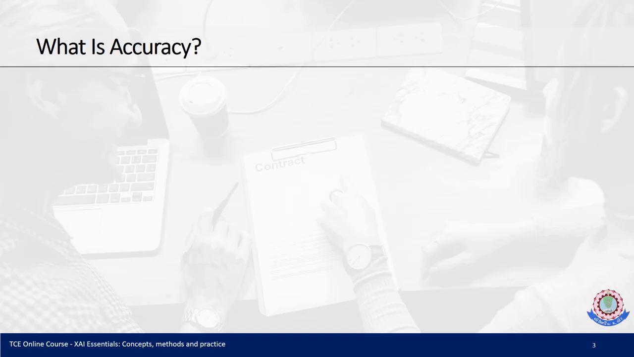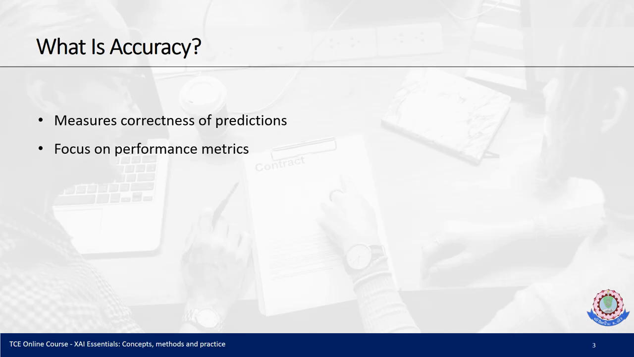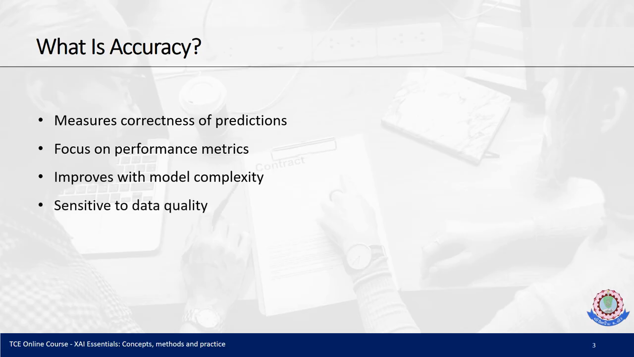Let's talk about accuracy in more depth. Accuracy measures how well a model performs on unseen data. Higher accuracy usually means fewer mistakes. To achieve this, models often become more complex. They learn subtle patterns, interactions between features, and non-linear relationships. For example, a simple model may miss hidden trends in data, while a complex model can capture them. But as complexity increases, transparency decreases. So accuracy is powerful, but it comes with a cost.